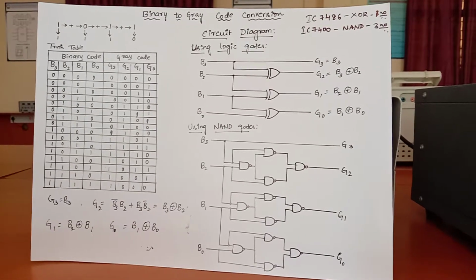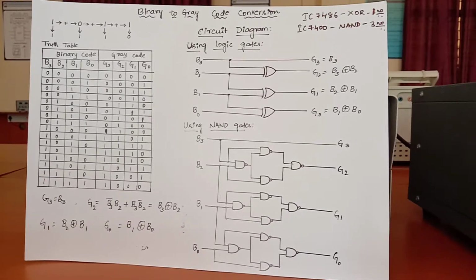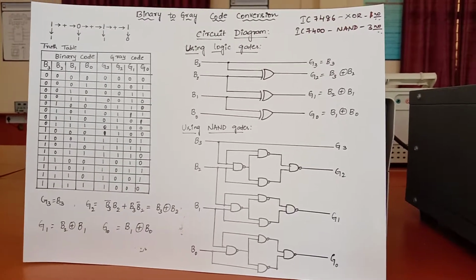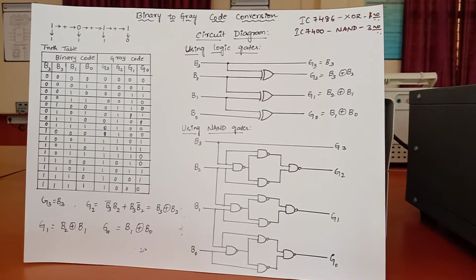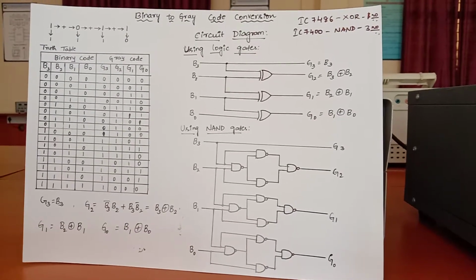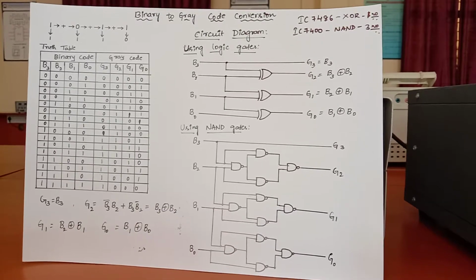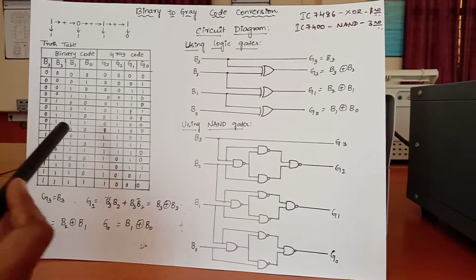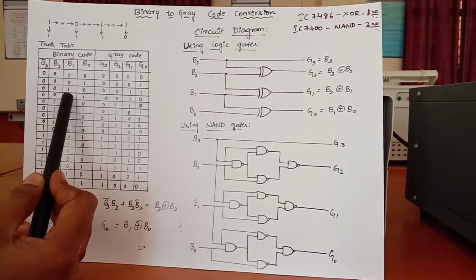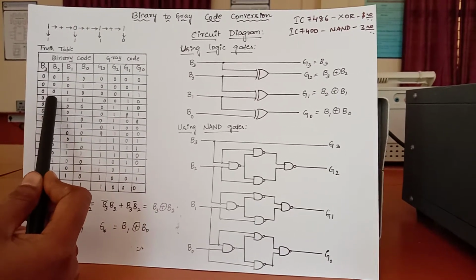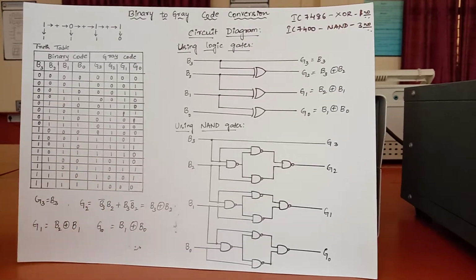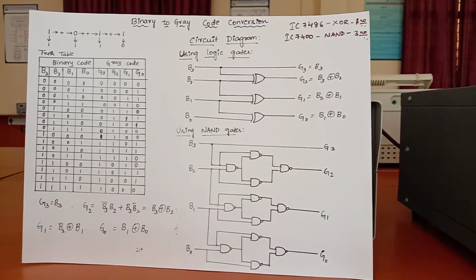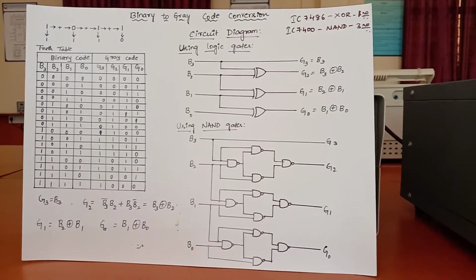So what is gray code? Gray code is a non-weighted code, that is, there is no specific weight assigned to the bit position. In a binary number we know there are weighted bits. For example, if we have 0010, then this bit is taken as 2 power 0, the next bit as 2 power 1, the next bit as 2 power 2, like that. But in gray code no such specific weight is assigned to the bit position.